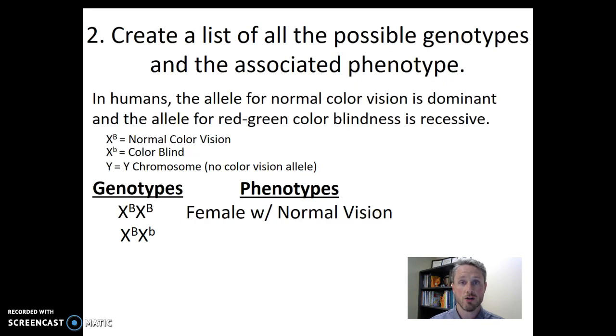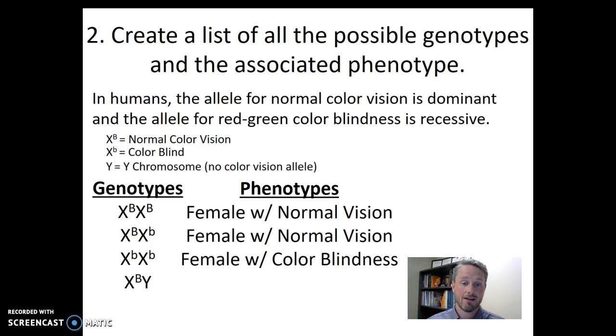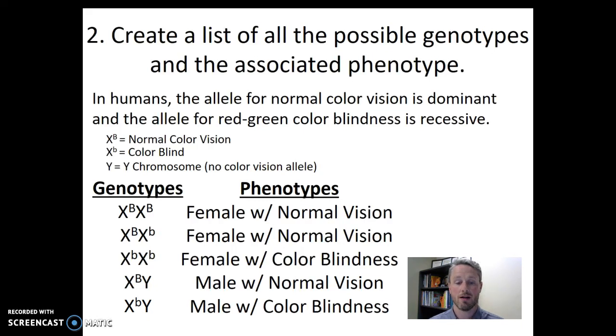Another combination would be 2 X chromosomes, but where the alleles are different on each chromosome. This individual would be female, again with normal vision. They have 1 dominant allele. Next, we could have 2 X chromosomes, but now they've both got the recessive alleles. This person would be female, but they would be colorblind. We could have an X and a Y. This one has the dominant allele. So this person will be male, XY, with normal vision. And then finally, we could have X with the recessive allele and a Y. This will be a male with color blindness.